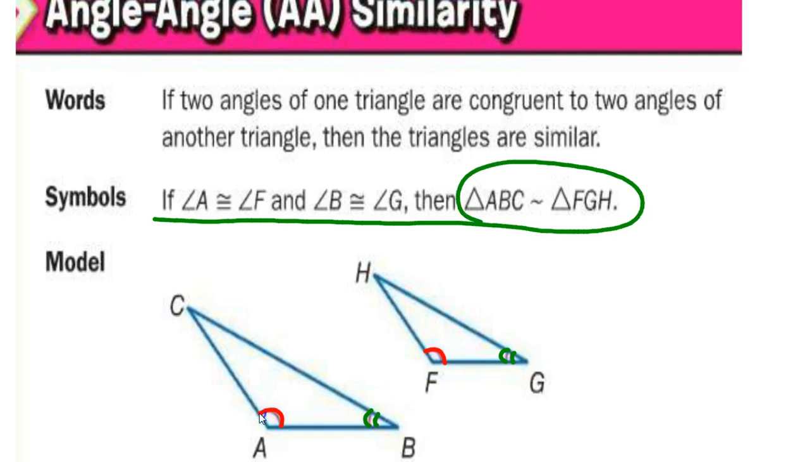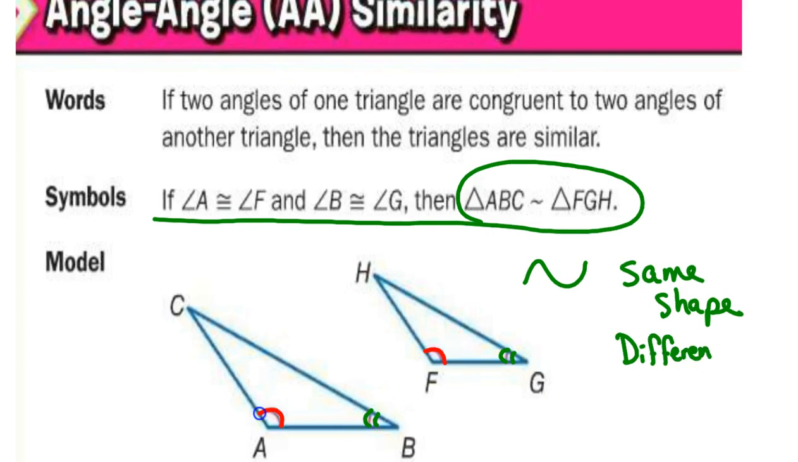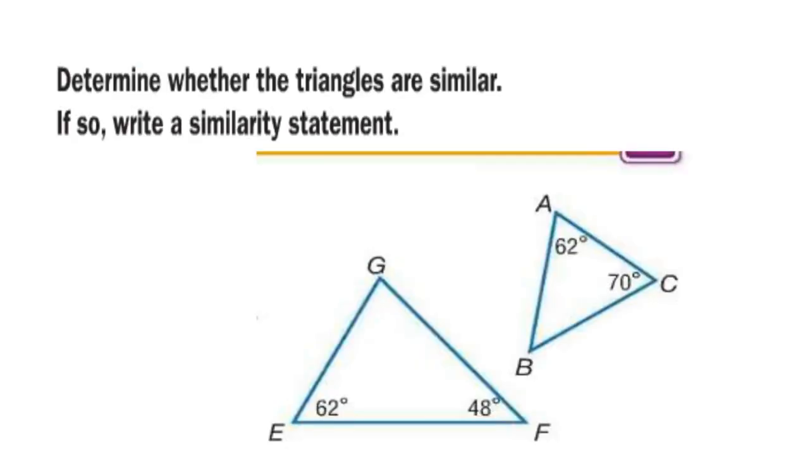Now remember, the symbol for similar is just a squiggly. And similar means that they have the same shape, but they're a different size. Okay, same shape, but a different size. And in order to have that be true, we have to have two angles congruent to two other angles. So first, let's look at a few triangles and determine whether these triangles are similar. So remember what we have to have. We have to have two angles congruent to two other angles.